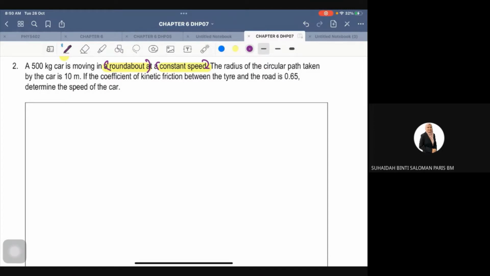Okay, so kalau saya lukis, awak kena lukis supaya awak boleh nampak. So this is roundabout. Okay, and then this is your car. Okay, so dia berpusing roundabout.